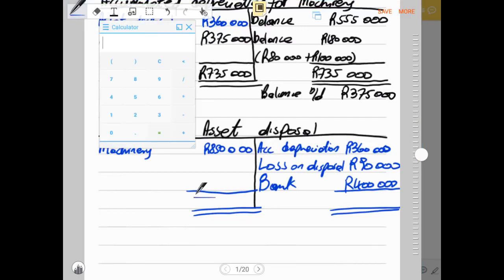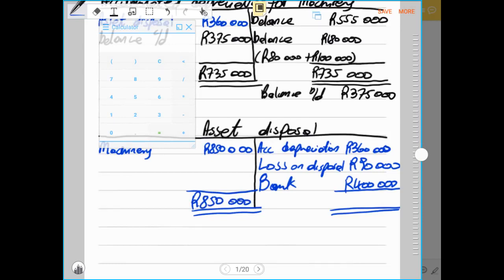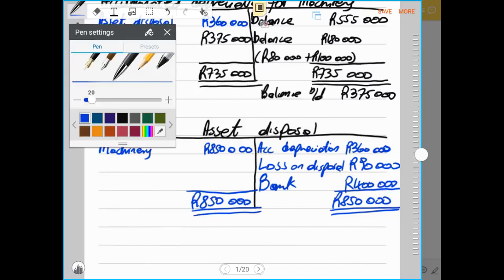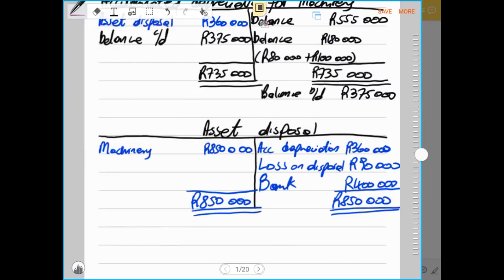Then now we have the bigger side being 850,000. Remember, if the bigger side was the credit side, then the difference would have to fall on the debit side. And if the difference falls on the debit side, that means we have to record that as a profit on disposal. Profit on disposal is on the debit side. I'm just writing, there's no amount in this case. But a loss on disposal is on the credit side, always, not sometimes.